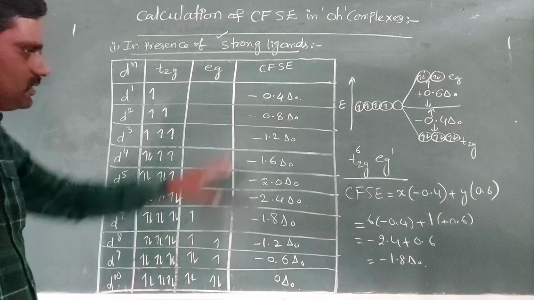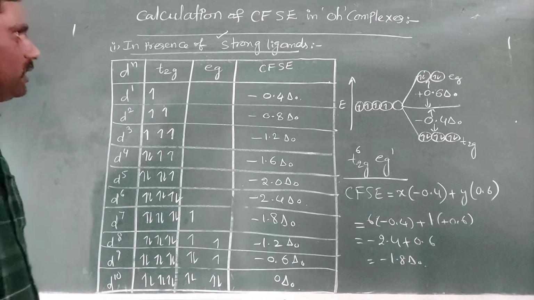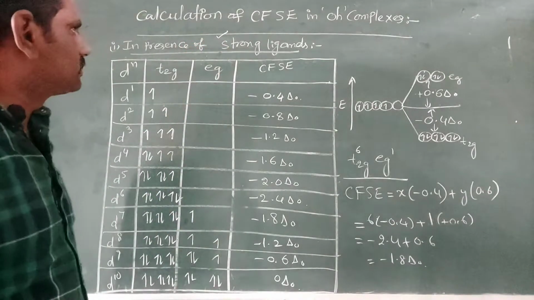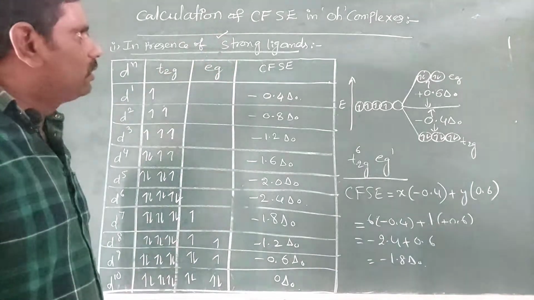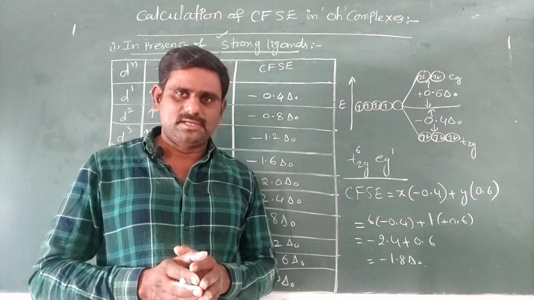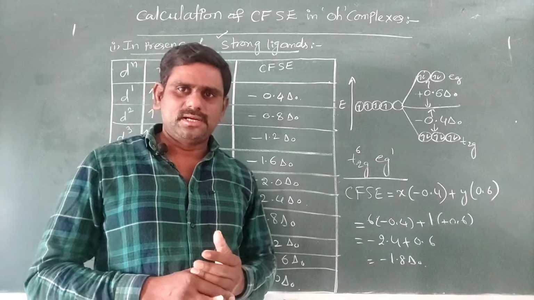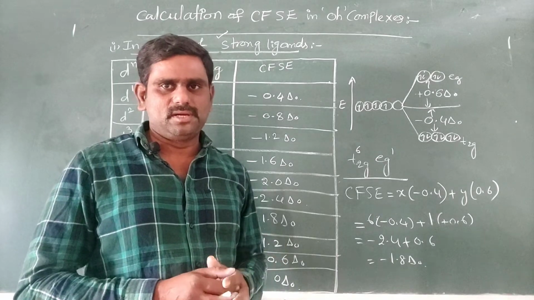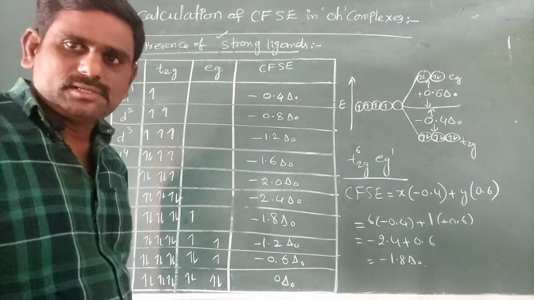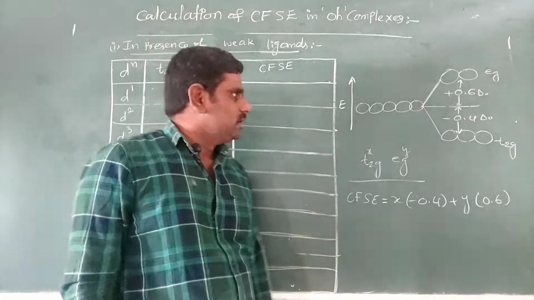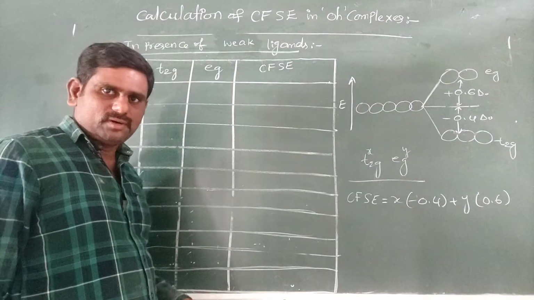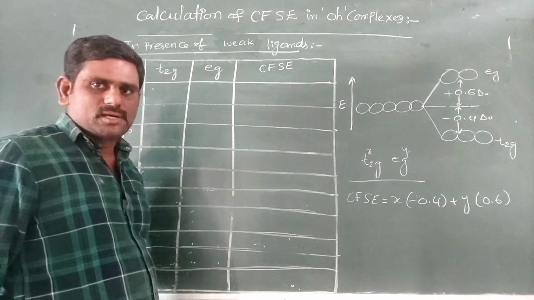So this is a CFSE calculation in octahedral complex under the influence of a strong ligand. Now I am going to explain in presence of a weak ligand how we can calculate the CFSE. Here the main point is, if you know the arrangement of electrons in t2g and eg orbitals in octahedral splitting, it is easy to calculate the CFSE value. Okay, now in presence of weak ligand, outer orbital complexes and high spin complexes are formed.